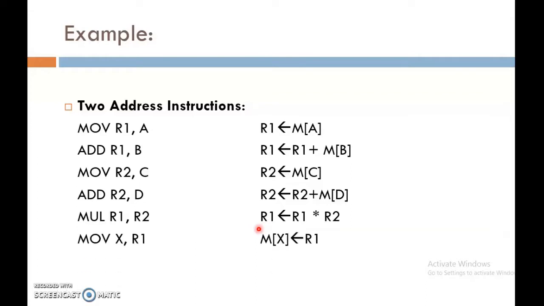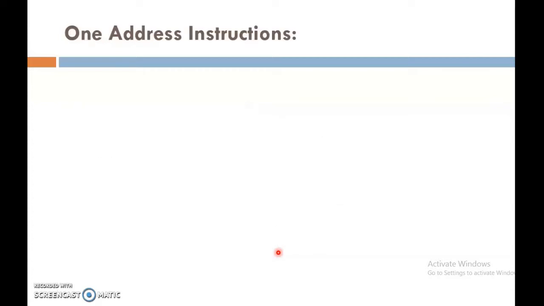Now see, we want the address into the variable X. So what we are doing? We simply move the answer which is stored into R1 to the memory location symbolized by X.